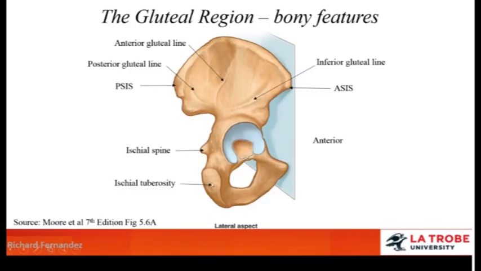In order to orientate the pelvis, we need to look anteriorly, and we see that the anterior superior iliac spine and this feature here, known as the pubic tubercle, lie in the coronal plane.